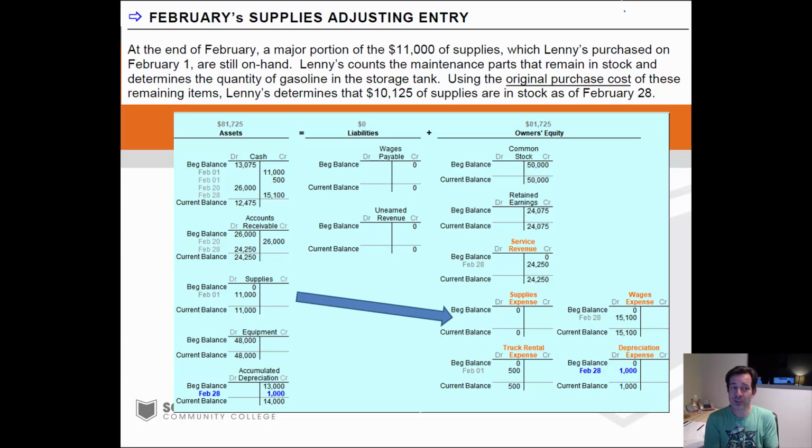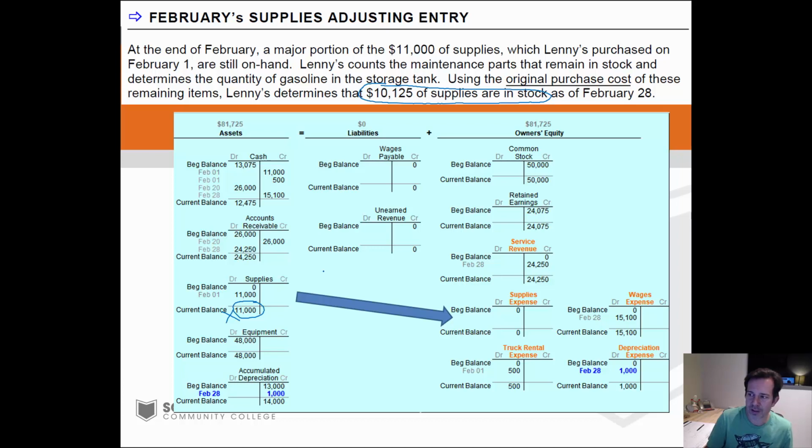So here we go. Here's how we make that calculation. At the end of February, we still have a lot of those $11,000 of supplies left. But after we count, we figure up, we now only have $10,125 worth of supplies left at the end of the month. Our accounting records say we have $11,000. Well, that's not right because we know we don't have that amount. So again, those adjusting entries are done to kind of clean up the accounting records. We're updating them to reflect what happened in the month of February, in this case, in regards to the supplies we have on hand.